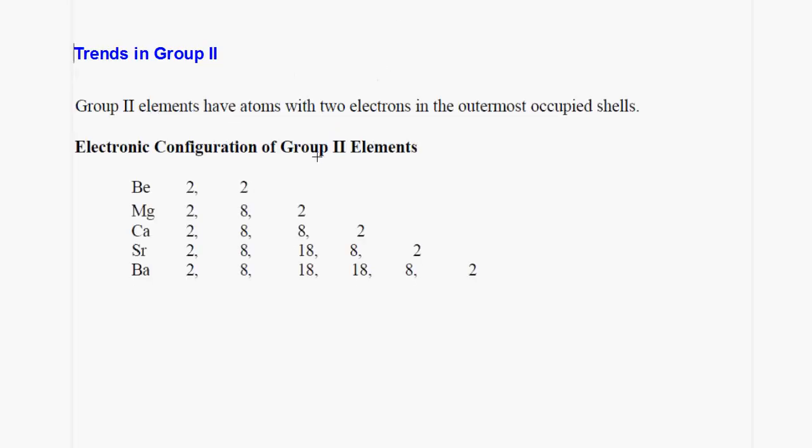Now let us look at some trends in some of these groups. We're going to be looking at group 2. Group 2 elements have atoms with 2 electrons in the outermost occupied shell. Okay, and these are the elements in group 2: beryllium, magnesium, calcium, strontium, barium. And these are the electronic configurations of each of these elements. And if you will notice, the last shell of each of them contains 2 electrons. So the last shell will tell you which group the element belongs to.